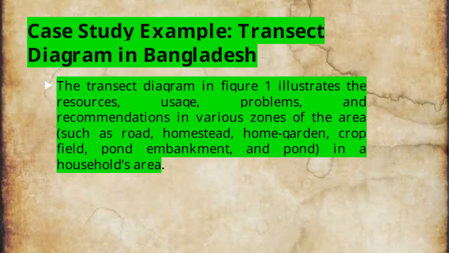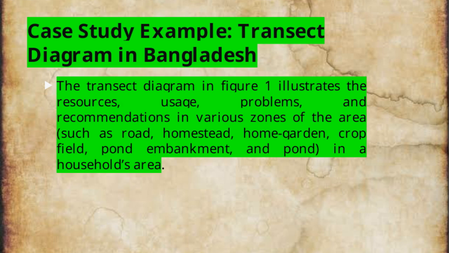Let's take a closer look at the transect diagram in Figure 1. This diagram provides a visual overview of how resources are distributed and utilized across different zones within a household's area. These zones include the road, homestead, home garden, crop field, pond embankment, and the pond itself. What's really useful about this diagram is that it highlights not just the resources available in each zone, but also the specific usage patterns, the problems faced, and the recommendations for improvement. For example, in the homestead area, you might see certain resources that are heavily used, while in the pond zone, water management could be a key concern.